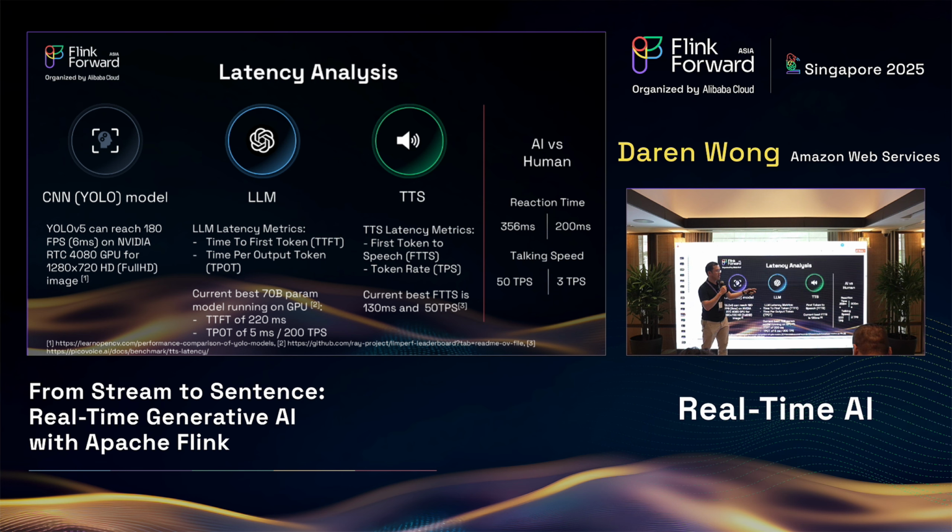Another thing that is not currently on the slide, but I want to talk about, is the token rate as well. So that is kind of equivalent to the TPOT, or the speaking speed. How long does it take for the TTS client to generate the next token as well? And that is currently at around 50 TPS.